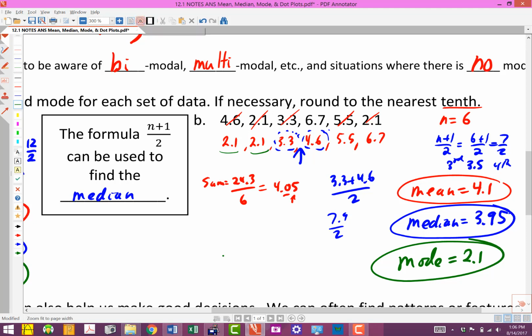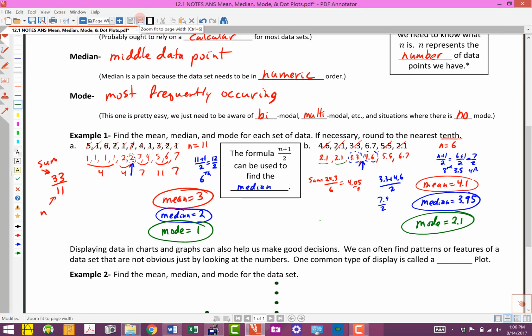So I'm going to zoom back out here, and let's take a look here. So the mode, there's a 1 there. The mode, 2.1, yep, there's a 2.1 there. The median is 2. There's a 2 right there. So these are both in our data set, and that one is in our data set. But the mean, let's see, there was a 3, okay? On this one, there wasn't a 4.1, and there wasn't a 3.95.